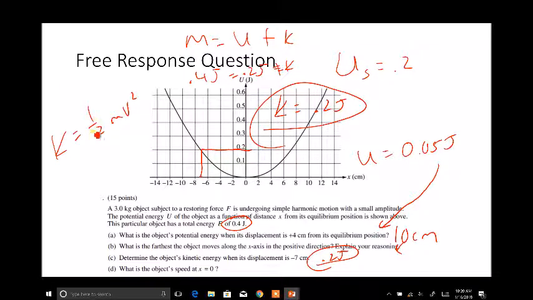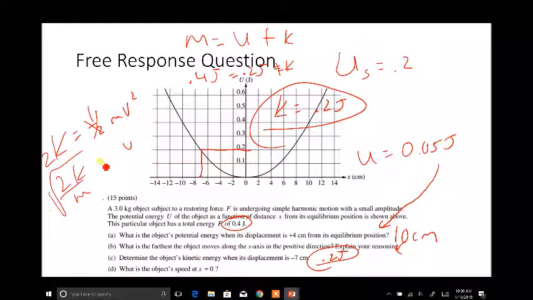So we're going to multiply both sides by 2. Cancel that out. We're going to divide both sides by mass. And then we're going to take the square root of both sides to solve for V. So V equals the square root of 2K over M. So in this case, we're going to have 2 times the kinetic energy.